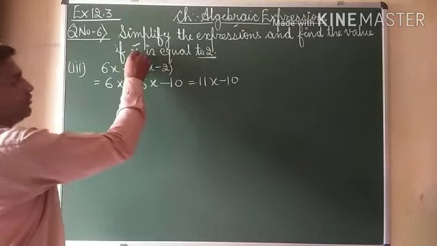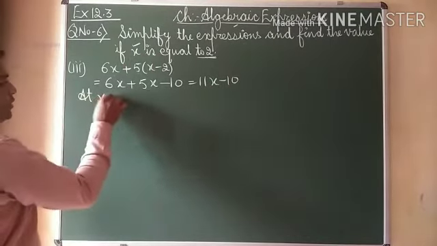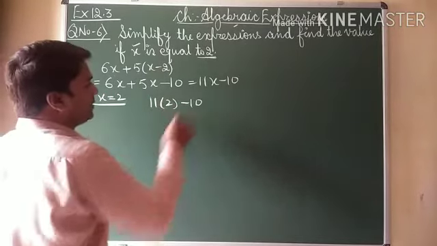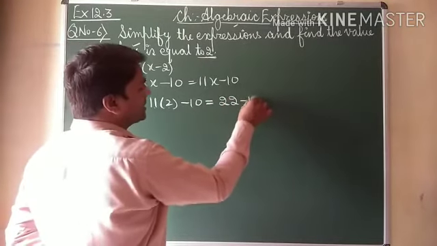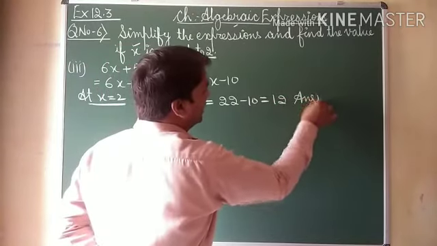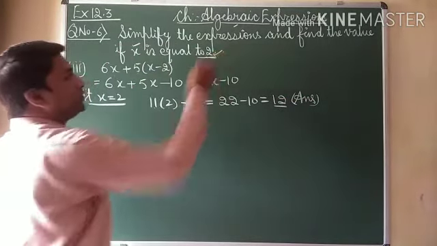So putting the value of x equals 2 here, we get at x equals 2, 11 into 2 minus 10. Now 11 into 2 is equal to 22 and then minus 10, which is equal to 12. Therefore 12 is the required value of the given algebraic expression at x equals 2.